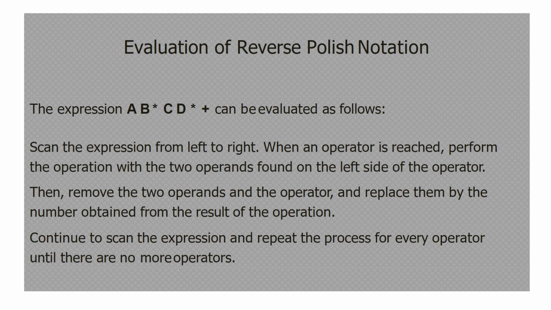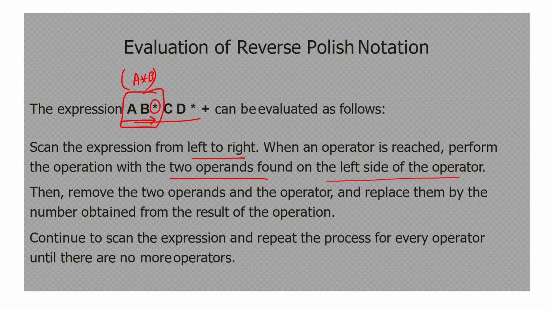Now how is the evaluation done? The expression can be evaluated as follows. Scan the entire expression from left to right. When an operator is reached, perform the operation with the two operands found on the left side of the operator. So when I am scanning this from left to right, this star comes up, then I will solve this part first. I will do a into b, and I will be replacing it with a number obtained from the result.